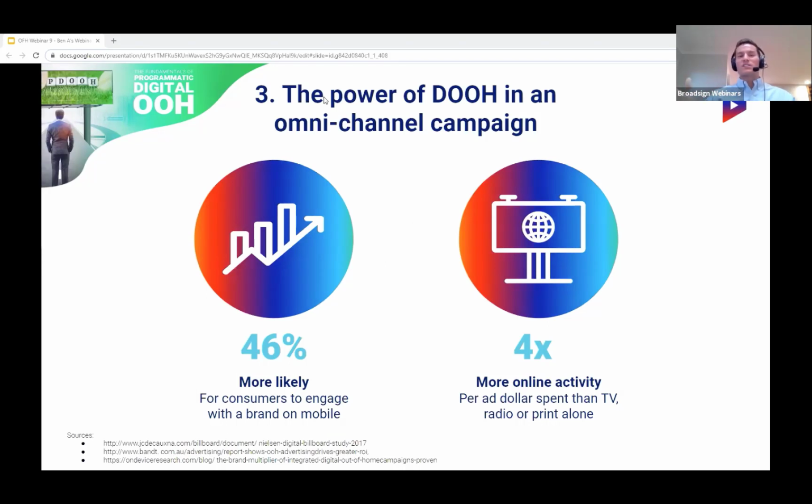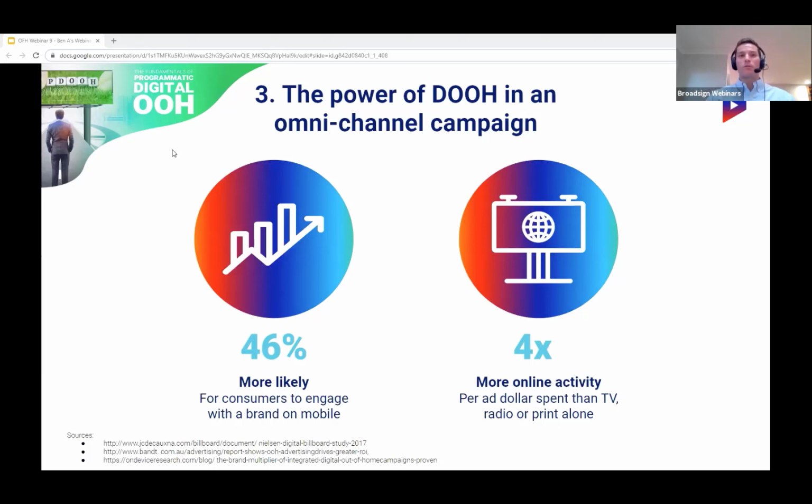And there's a stack of research out there supporting out of home's complementary qualities. And don't worry, I'm not going to take you through all of that today, but I will mention that Nielsen conducted some research, which you can see on your screen right here. And this research found that adding digital out of home to a campaign drives 4 times more online activity per ad dollar spent than TV, radio, or print alone. The study also found that digital out of home makes it almost 50% more likely for consumers to engage with a brand on mobile.